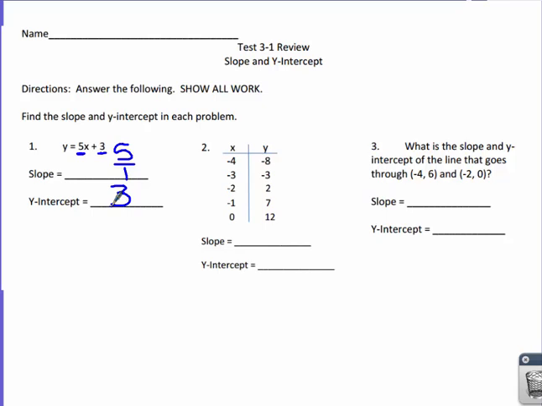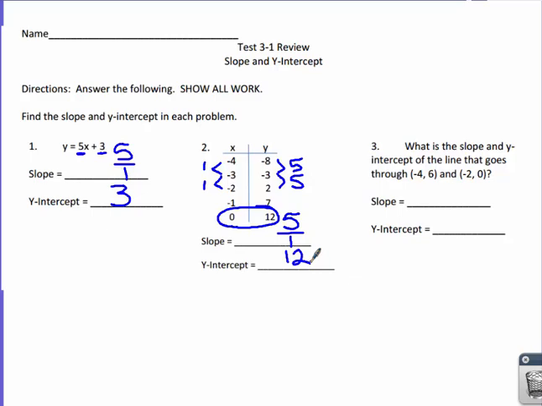Now in number 2, okay, we're given a t-chart. So to find slope in a t-chart, we know that's delta y divided by delta x. So the pattern on the right side is increasing by 5. The pattern on the left side is increasing by 1. So again, our slope is 5 over 1. Now our y-intercept, okay, it is going to be the y value when x is 0. So I find when x is 0, I look at the y value, and that is 12.